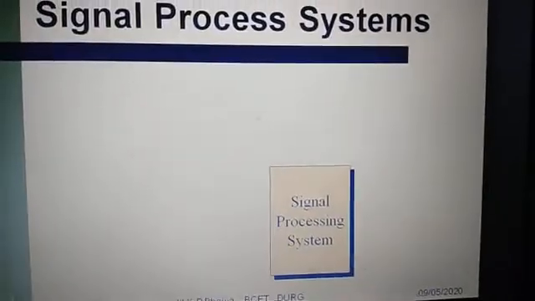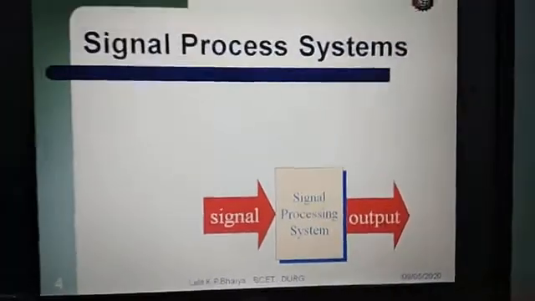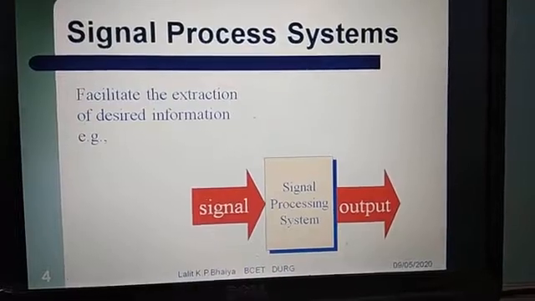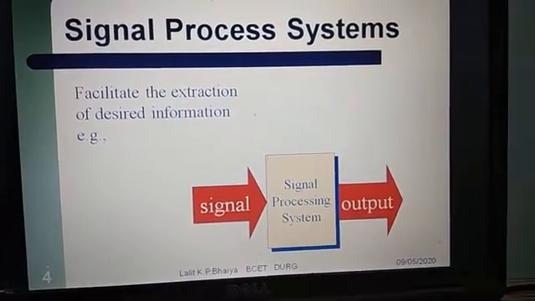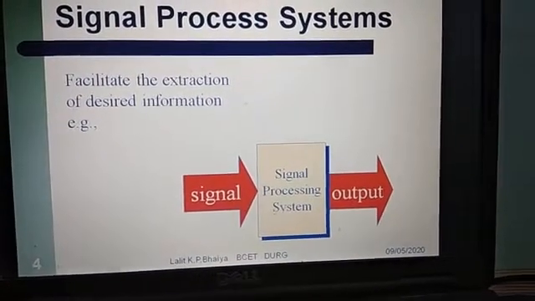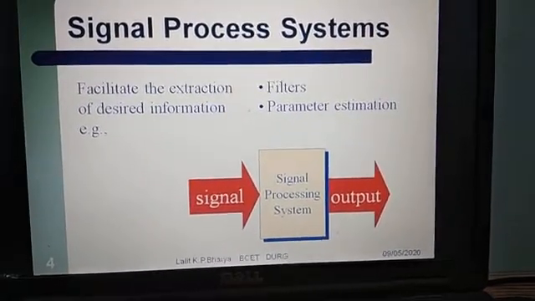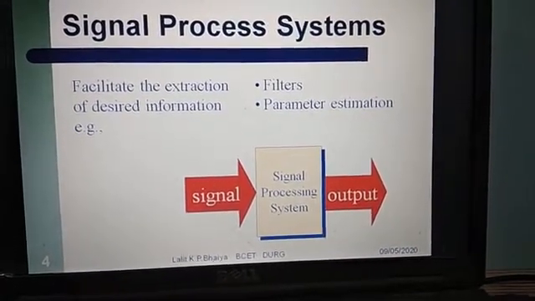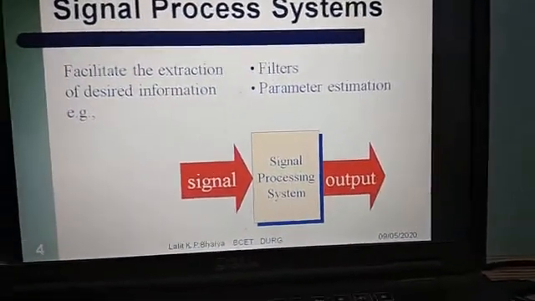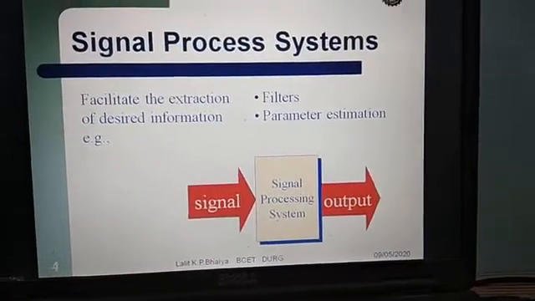Then the signal processing system: we apply the signal and we get the output here. To facilitate the extraction of desired information, like filters, we apply the signal to the signal processing system. We will get the output as shown in this figure. We will use different parameters for estimation.